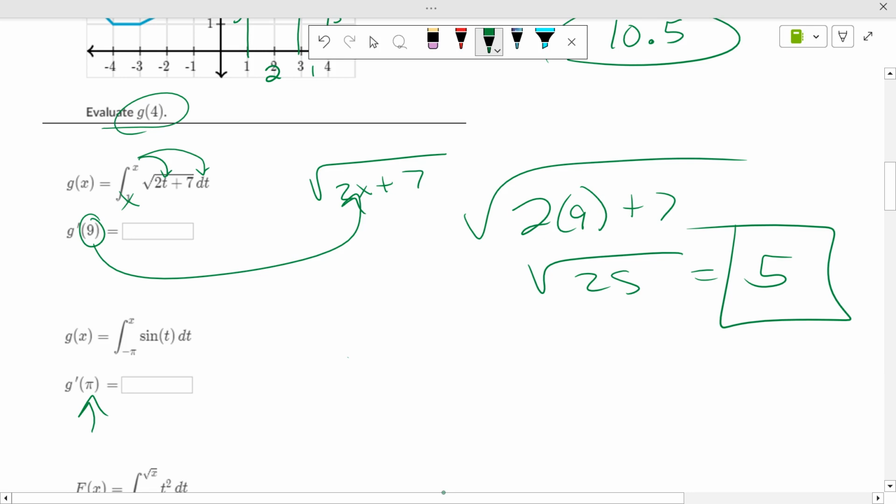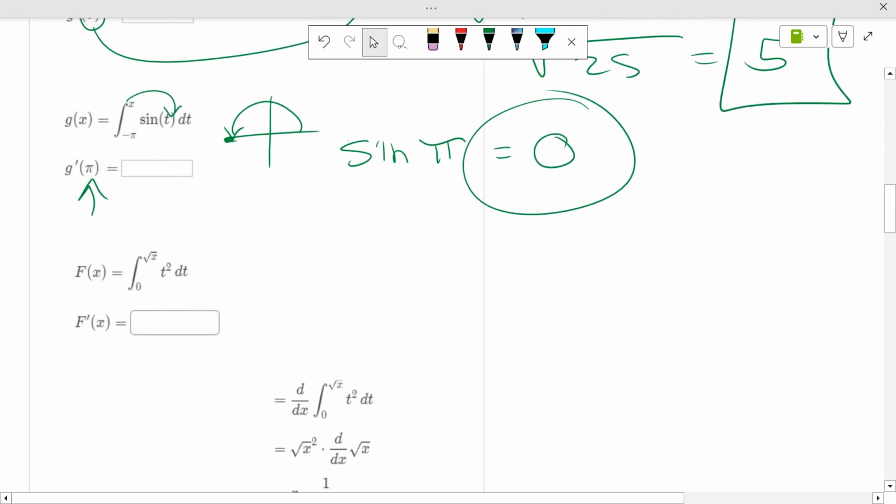So the sine of t, which is the sine of x, which is then the sine of pi. What is the sine of pi? Well, at pi on the unit circle, we're right there, which is 0.